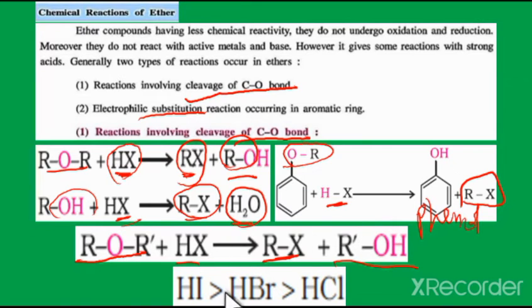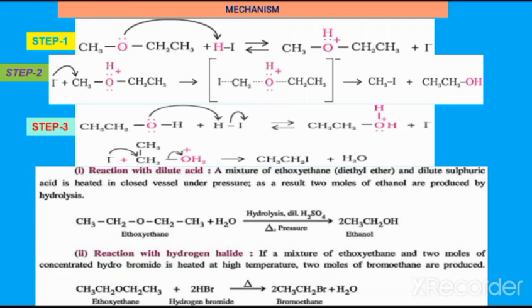In this case, regarding the reactivity of the hydrogen halides, hydrogen iodide is more reactive than hydrogen bromide, which is more reactive than hydrogen chloride. This is due to the greater bond length in hydrogen iodide compared to hydrogen bromide and chloride. So this is the order of reactivity of the hydrogen halides towards ethers.